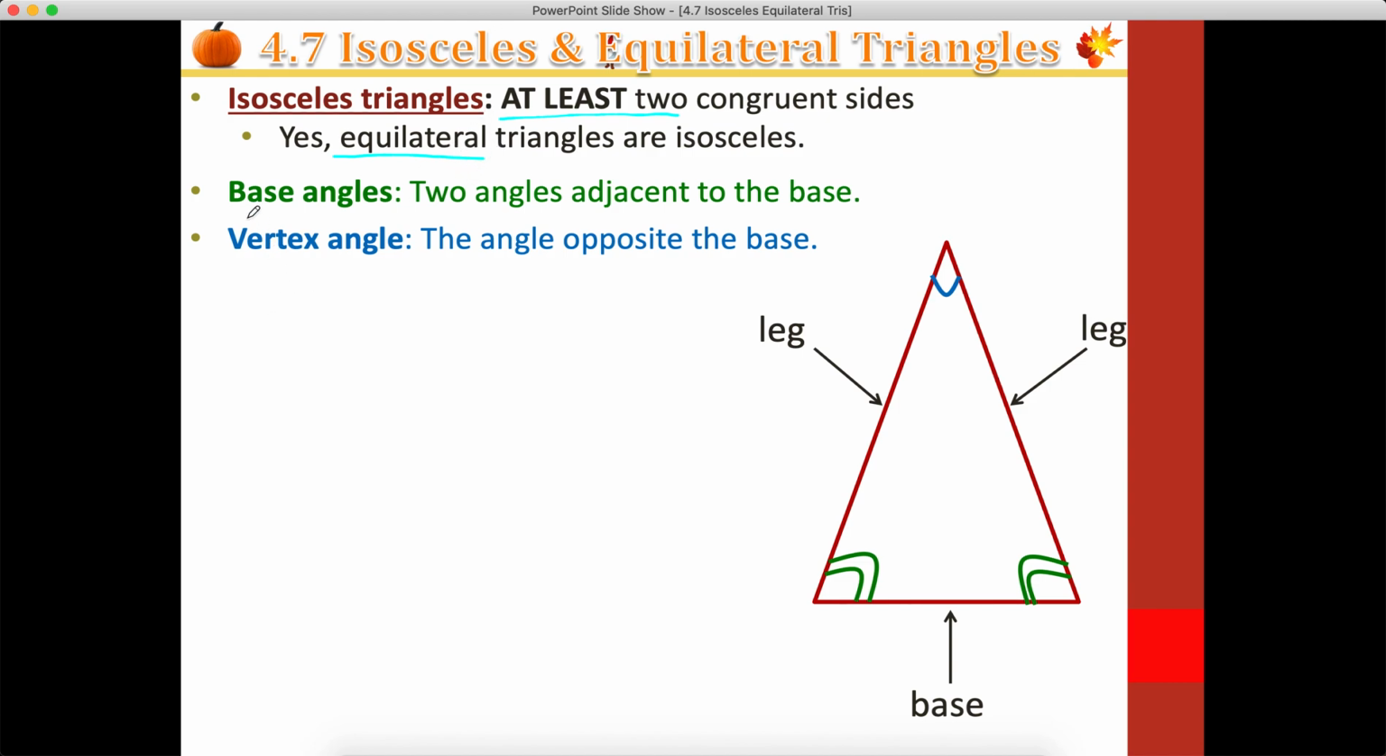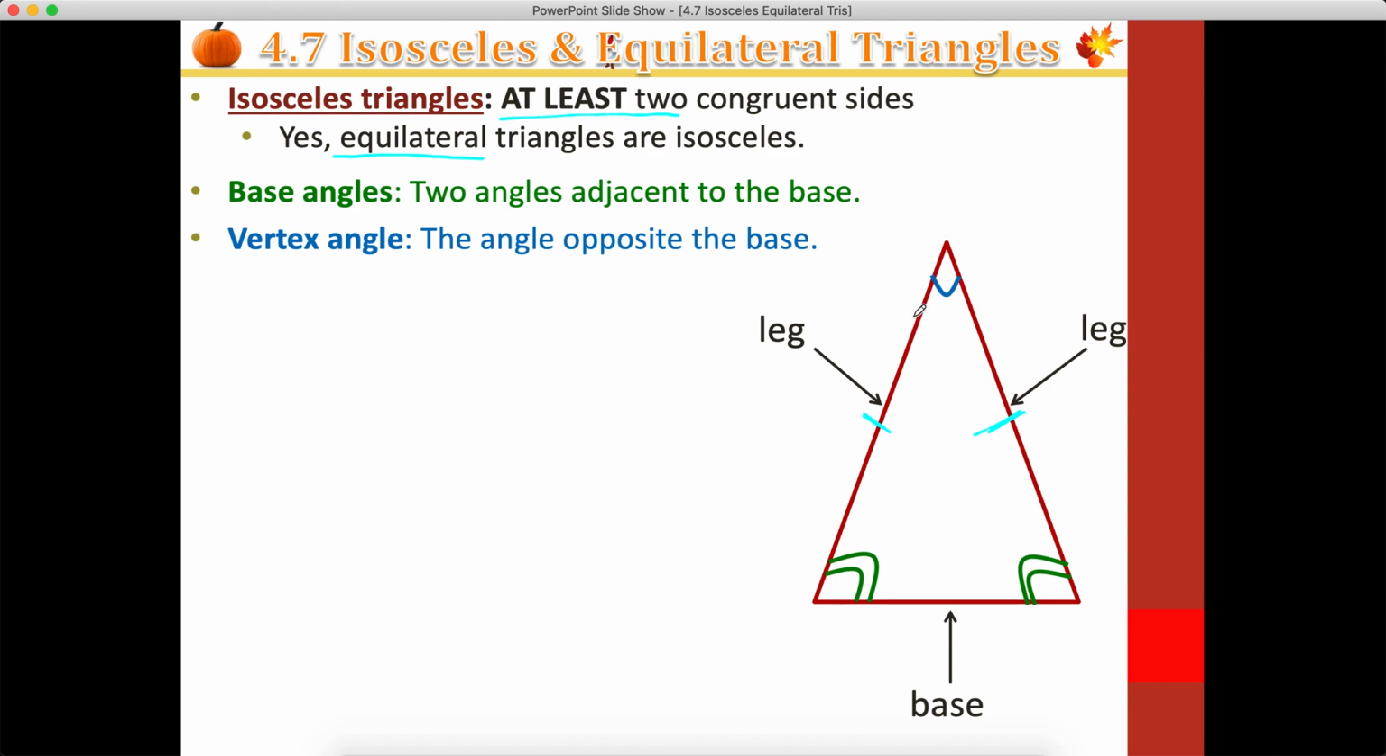So continuing on with some vocab, we need to talk about what these sides are called, I suppose. The thing that's not congruent to anything else, if there is such a thing in an isosceles triangle, is called the base, whereas the two congruent sides are called legs. As far as the angles are concerned, the base angles are the ones that are adjacent to the base, which is to say that they are touching it, or they are formed partly by the base and partly by one of the legs. And the vertex angle is the one that's formed by the union of the two legs.